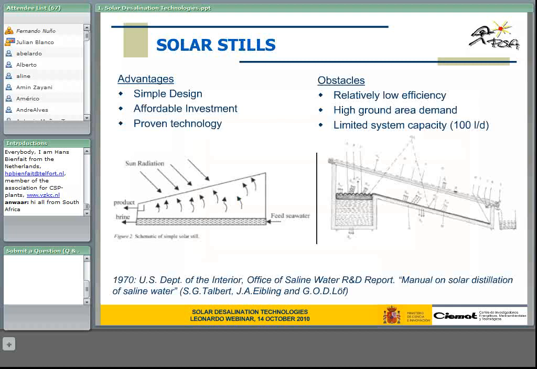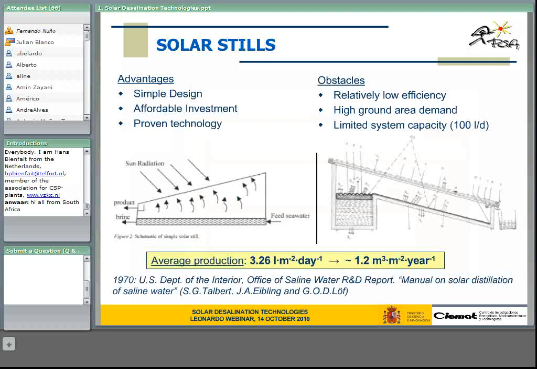According to one report from the United States in the 70s, the average production of this device is 3.26 liters per square meter of collector area per day. We can understand that it is from 3 to 5. So this is basically a little more than 1 cubic meter per year per square meter of collector that this technology can deliver.